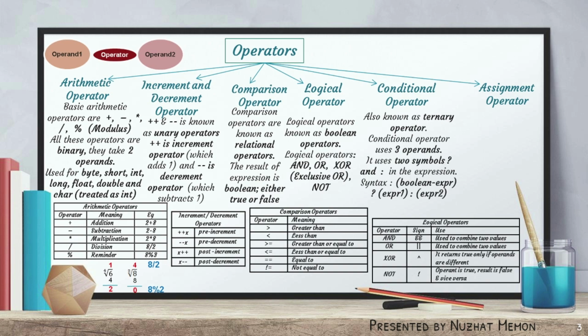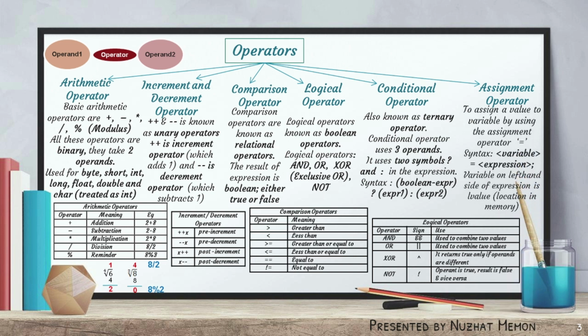Now we will see our last operator for today's lecture, that is the assignment operator. As we know, the assignment operator is indicated by the equal to sign, which is used to assign a value to a variable. Not only can we assign a value, we can also assign an expression to a variable, like balance is equal to balance minus cost. See the syntax of the assignment operator. On the right hand side we can have any value or any expression, and the variable on the left hand side of the expression is the left value, that is the location in memory.